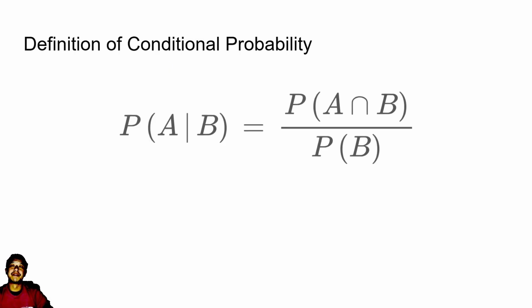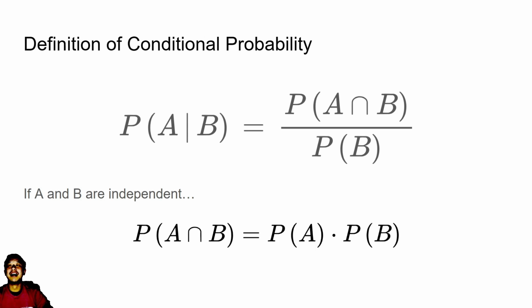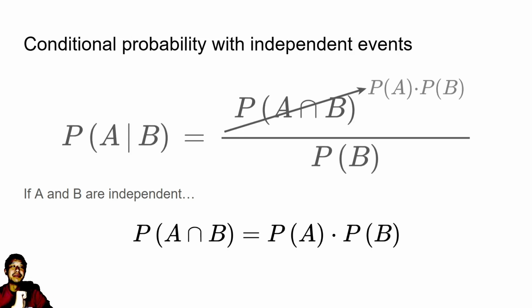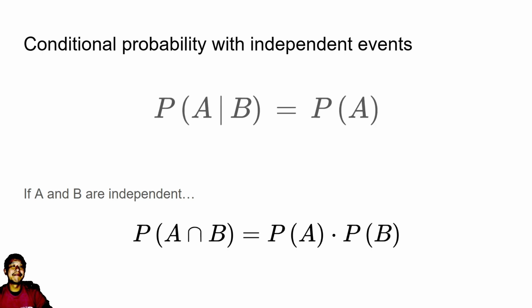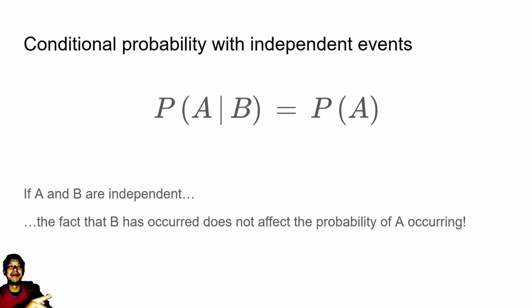Let's go back to that definition for a second. The probability of A given that B has occurred is the probability of A and B divided by the probability of B. So what happens if A and B are independent? Well, we had that previous definition where the probability of A and B both occurring is equal to the product of their individual probabilities, right? So we can substitute the probability of A times the probability of B for the probability of A and B. And suddenly the probability of B cancels out, and we're just left with the probability of A. In other words, the fact that B has occurred does not affect the probability of A. So we're kind of back to our original probability here.